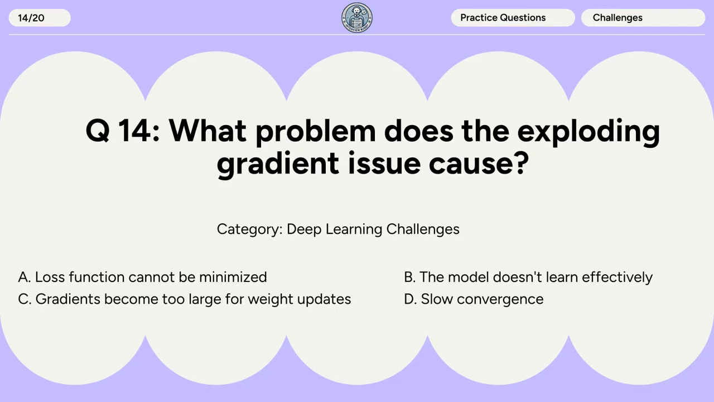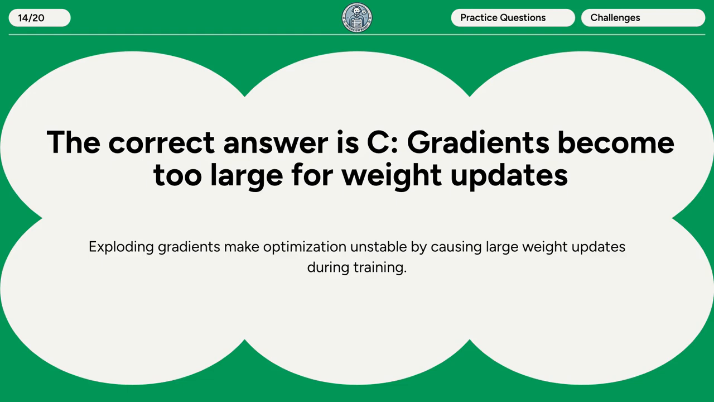Question 14. What problem does the exploding gradient issue cause? A. Loss function cannot be minimized. B. The model doesn't learn effectively. C. Gradients become too large for weight updates. D. Slow convergence. The correct answer is C. Gradients become too large for weight updates. Exploding gradients make optimization unstable by causing large weight updates during training.